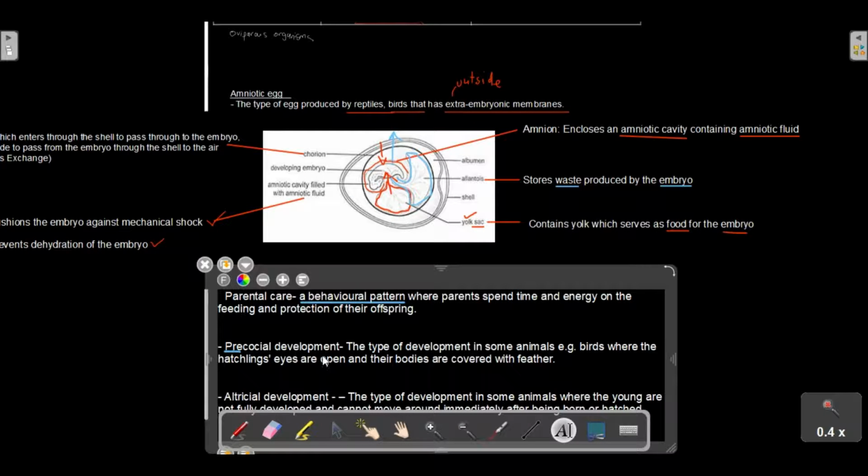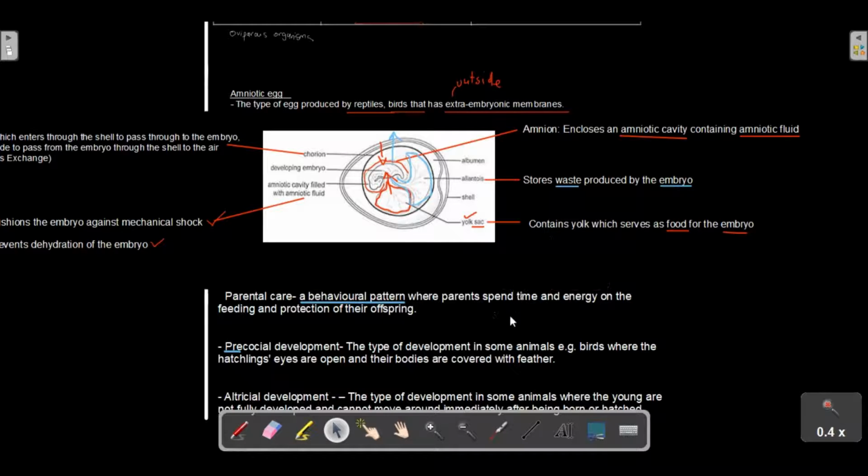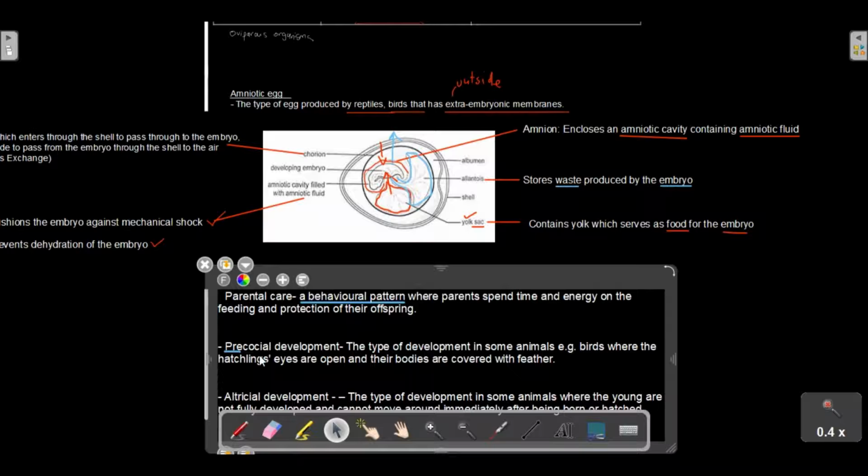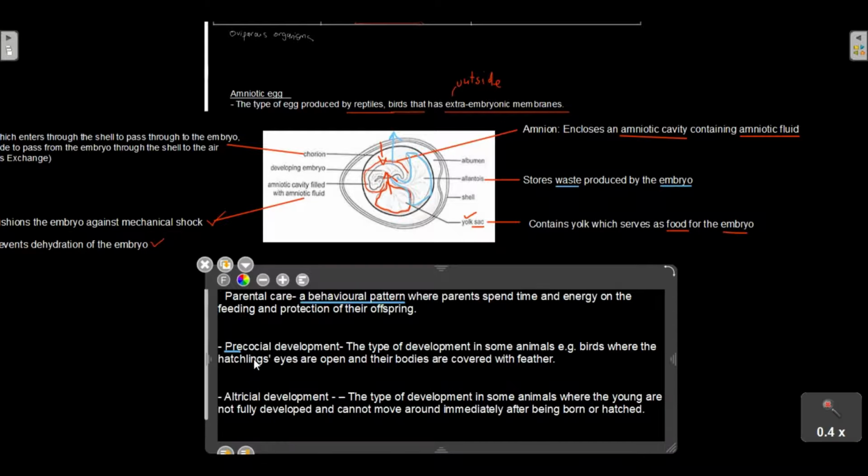They are born having their eyes open, and their bodies are covered with feathers, and they are able to hunt for their food. So they are born knowing how to fly, and so on. That's what we call precocial development, guys.